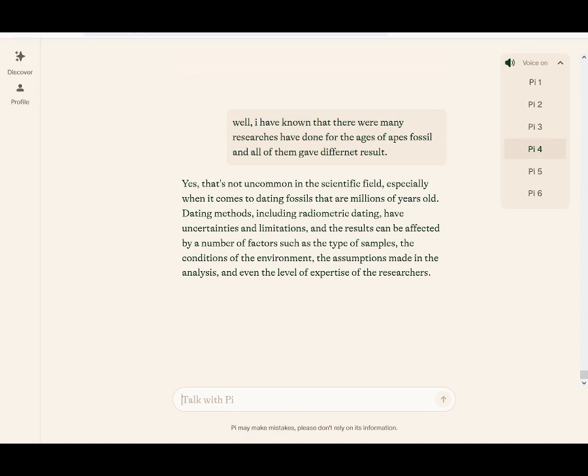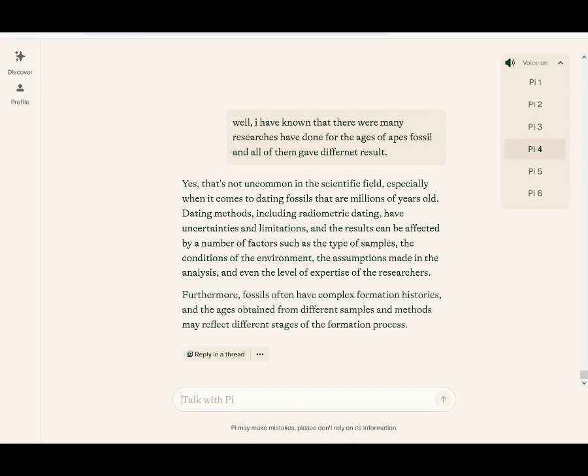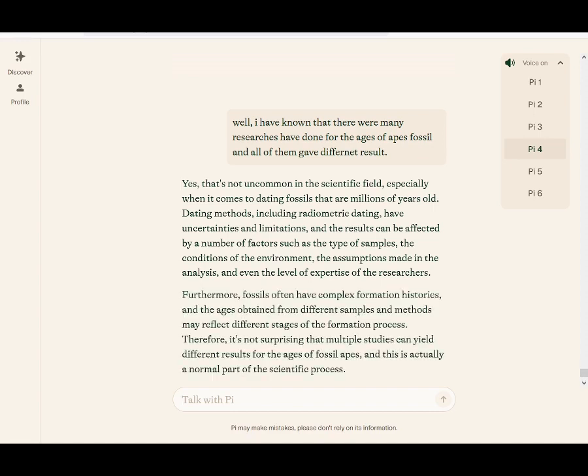Yes, that's not uncommon in the scientific field, especially when it comes to dating fossils that are millions of years old. Dating methods, including radiometric dating, have uncertainties and limitations, and the results can be affected by a number of factors such as the type of samples, the conditions of the environment, the assumptions made in the analysis, and even the level of expertise of the researchers.